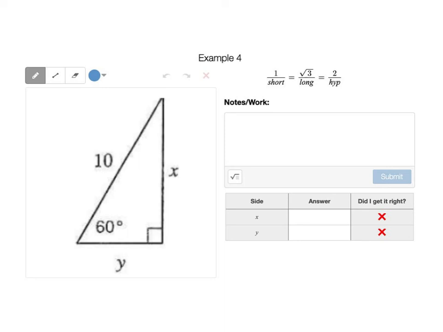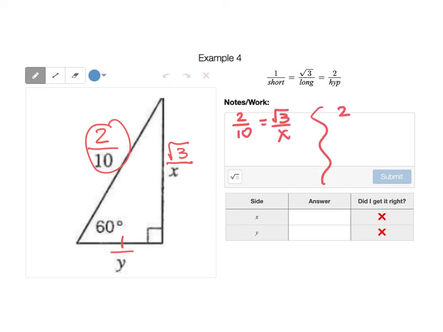Okay, but our short side gets a 1. Our hypotenuse gets a 2, and our long leg gets a root 3. Just remember, make sure you know if it's a 45-45-90 or a 30-60-90. They have different labels. Okay, so I'll do 2 over 10 equals root 3 over x. And I'll also do 2 over 10 equals 1 over y.